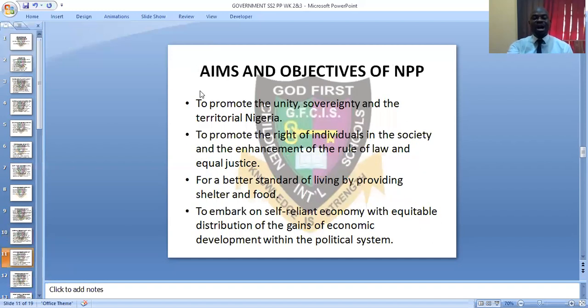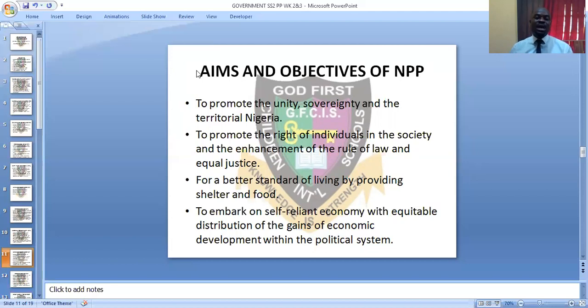And they also have some aims and objectives which they plan to pursue. They aim to promote the unity, sovereignty, and the territorial integrity of Nigeria. What they're trying to say is that they plan to bring Nigerians together, to promote its sovereignty and its territory, and also to promote the rights of individuals in the society and the enhancement of the rule of law and equal justice.